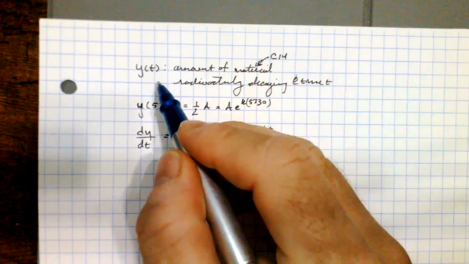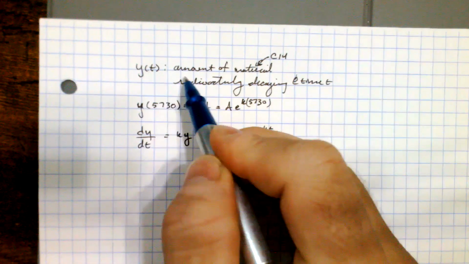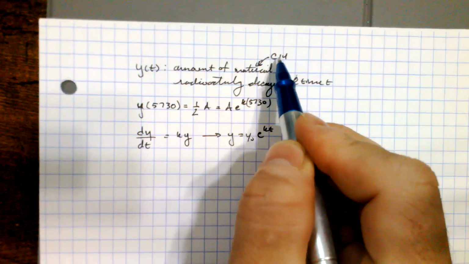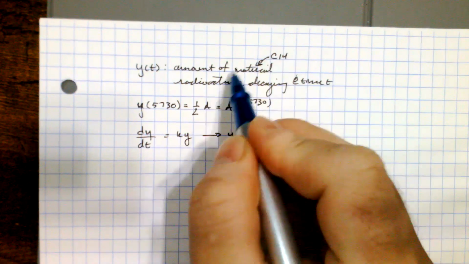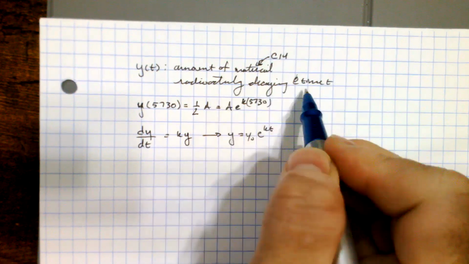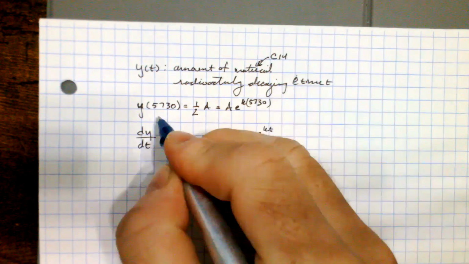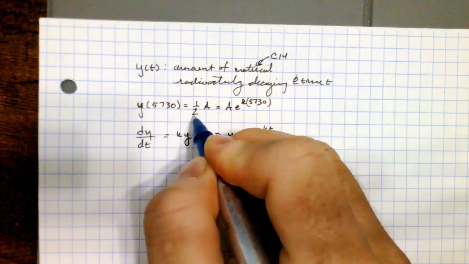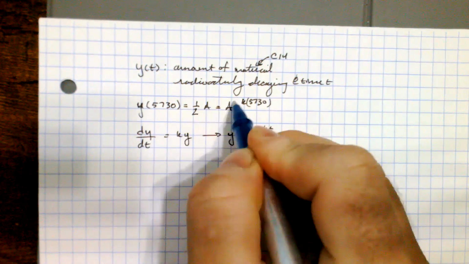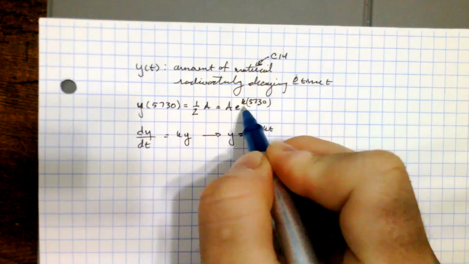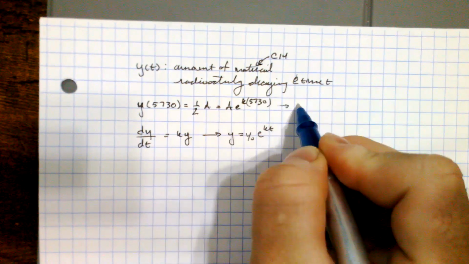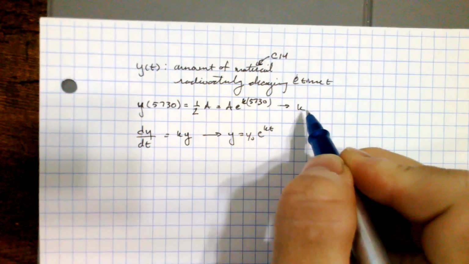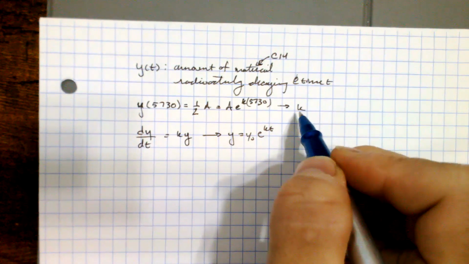So just like in the last example, we're going to use y of t, which is the amount of material, in this case the amount of carbon-14, left after it's been radioactively decayed for some time t. We know that after 5,730 years, the amount of material is half of what was originally there. The A's are there, but they will cancel out. This will give us the k that we're looking for, the growth constant for this population.